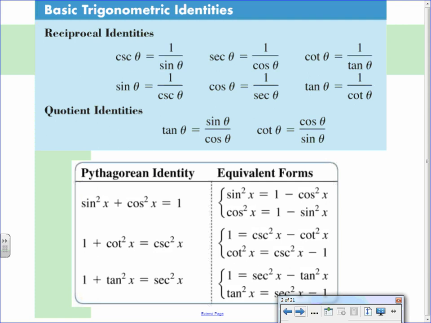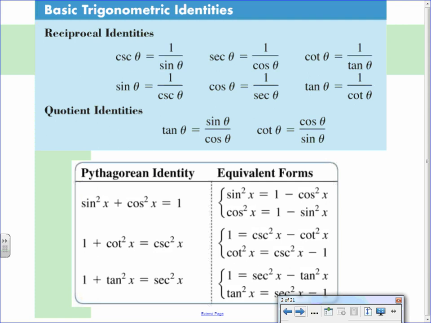Reciprocal identities should be familiar to you. We used those a lot in the last chapter. Sine and cosecant are reciprocals, flip them. Cosine and secant are reciprocals, flip them, so on and so forth. Quotient identities, we've used those before a lot in our unit circle, especially like tangent was y over x, or sine over cosine. Cotangent is x over y, or cosine over sine.